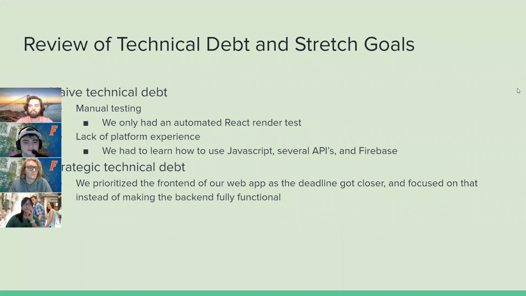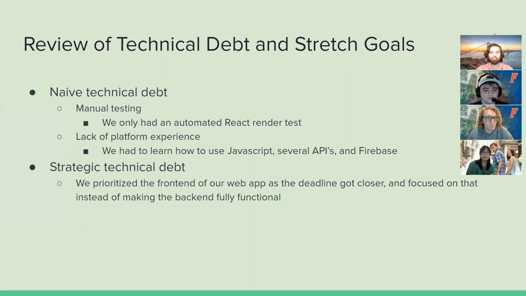So let's talk about technical debt. Probably our biggest source of technical debt was NIE technical debt. We didn't have a lot of experience doing automated testing, and so we relied mainly on manual testing. We only had one automated render test for React. And then we also had a lack of platform experience. So for many of our group members, it was our first time using JavaScript and several of the APIs. And for all of us, it was our first time using Firebase.